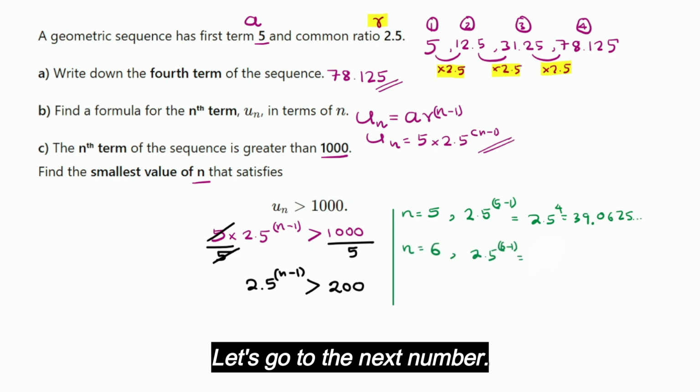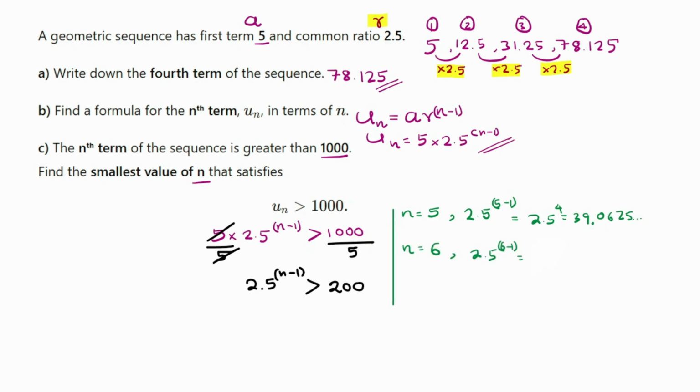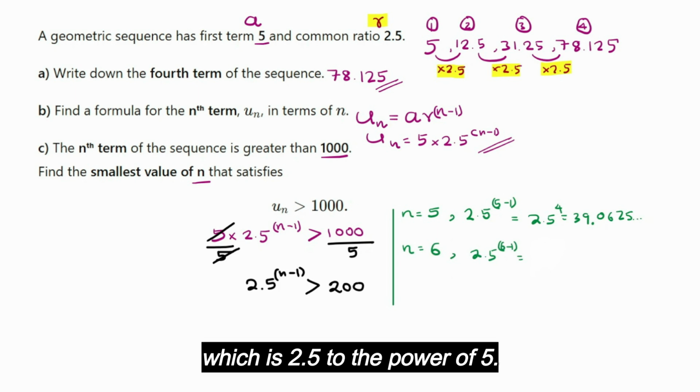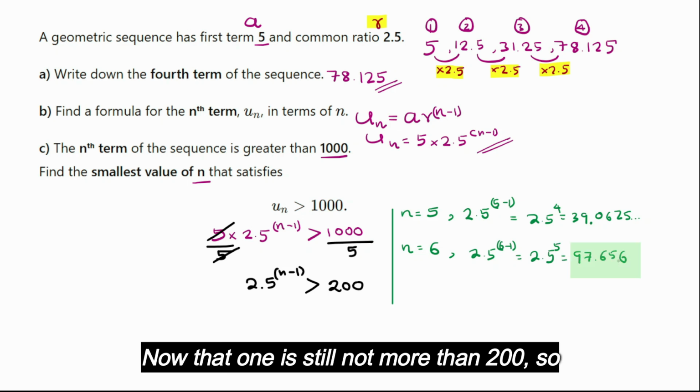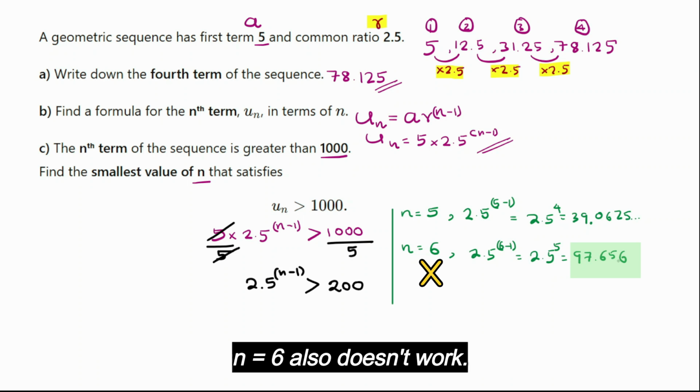Let's go to the next number. n is equal to 6. So 2.5 raised to the power of 6 minus 1, which is 2.5 to the power of 5. Here we get 97.656. Now that one is still not more than 200. So n equals 6 also doesn't work.